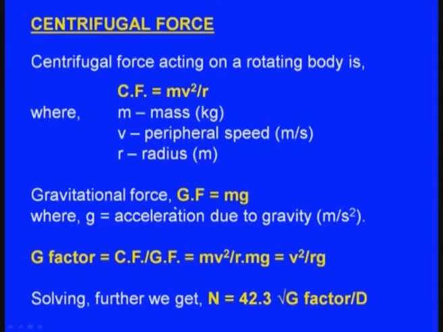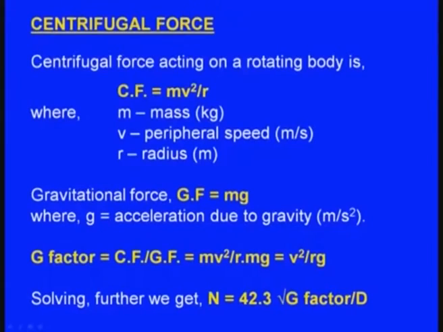Now, gravitational force Gf = mg, where g is the acceleration due to gravity in meters per second squared. G factor is equal to Cf divided by Gf, that is mv²/(r·mg), which is equal to v²/rg. Solving further, we get N = 42.3 √(G factor / r). So, this is the formula for the speed that is to be operated.